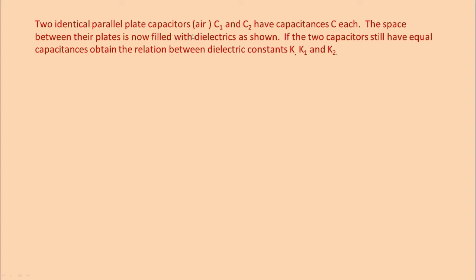Two identical parallel plate capacitors, having air as a medium, C1 and C2, have capacitances C each. The space between their plates is now filled with dielectrics as shown. If the two capacitors still have equal capacitances, obtain the relation between dielectric constants K, K1 and K2.